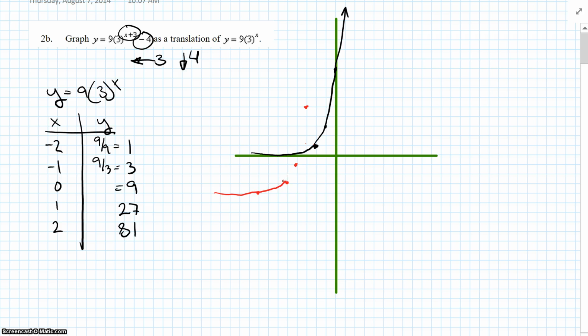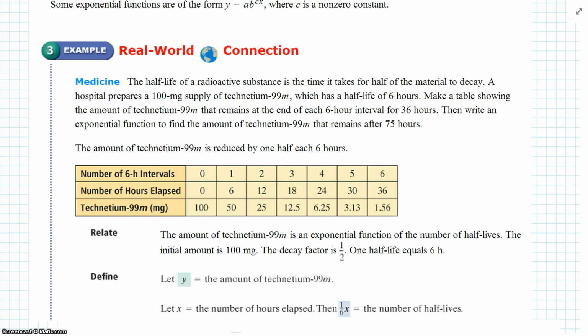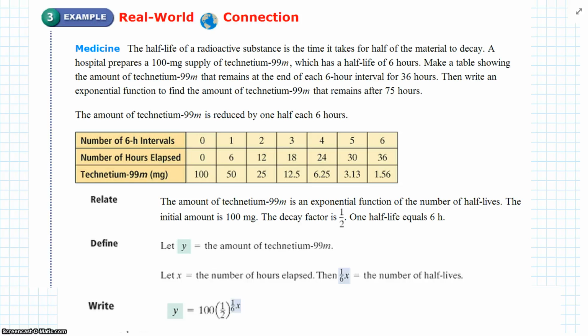And there's our translation, left 3 and down 4. Okay, pretty easy stuff thus far. So now let's talk about probably the neatest thing about this, the real world functions.